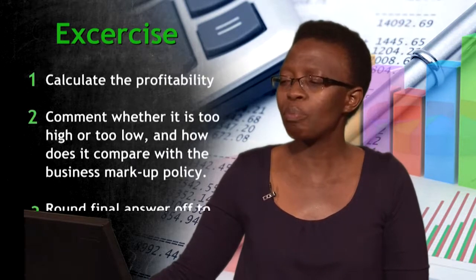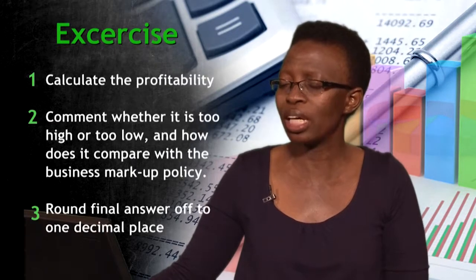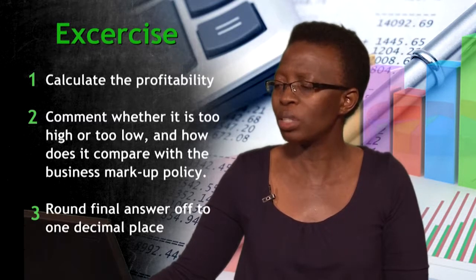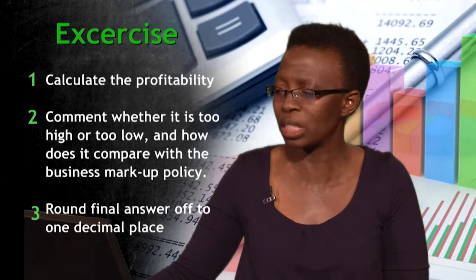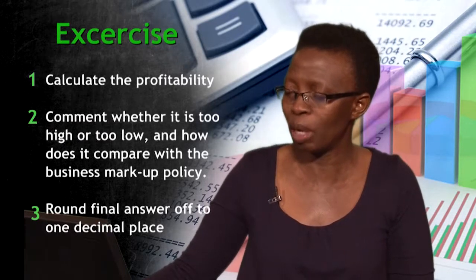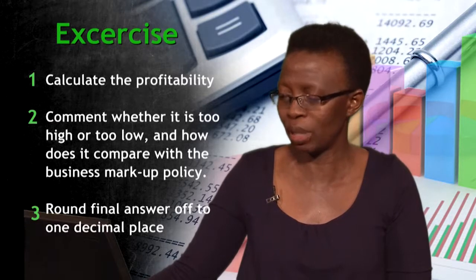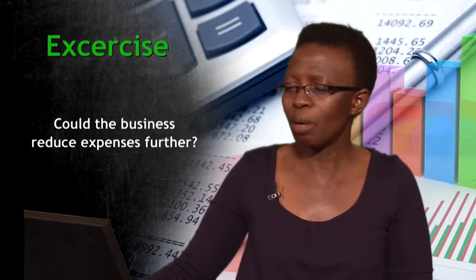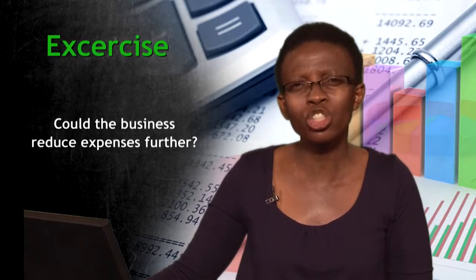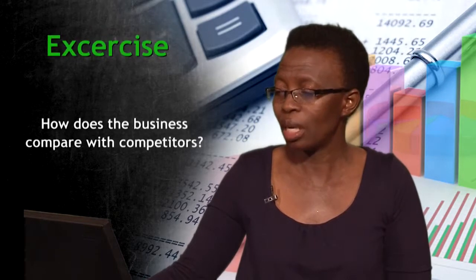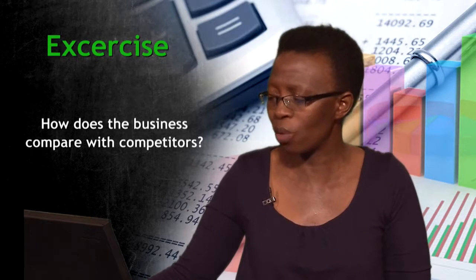Let us do an activity, an exercise, to determine whether we understood the lesson up to this point. You are required to do the following. Calculate the profitability and comment whether it is too high or too low, and how it compares with the business markup policy. Round your final answer off to 1 decimal place. You are given the financial statement of a sole trader. Question number 2. Can the business reduce its expenses further? Number 3. How does the business compare with its competitors?